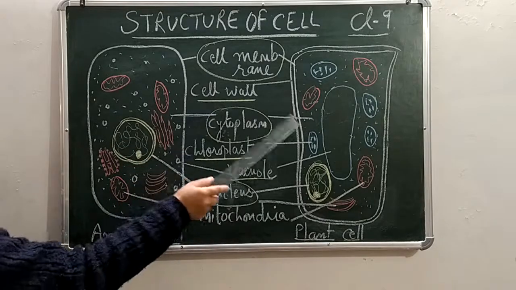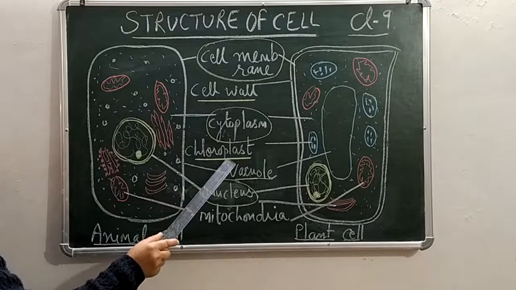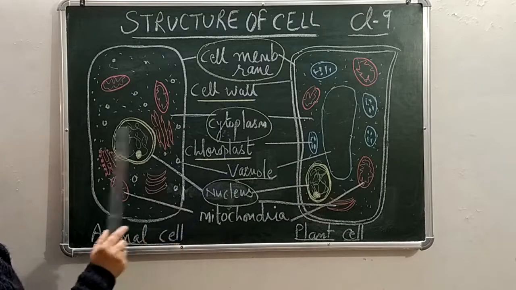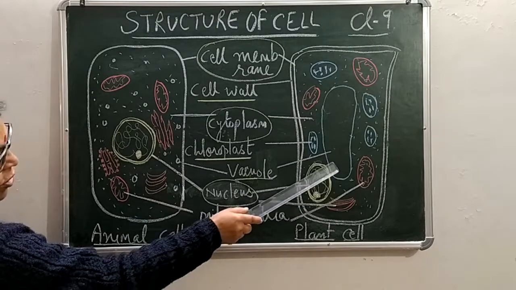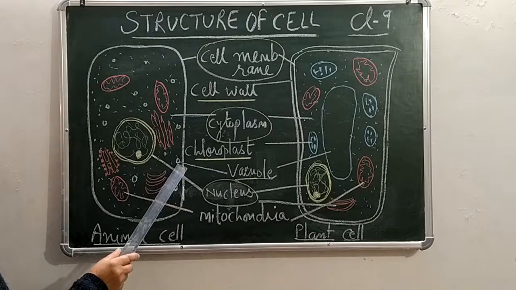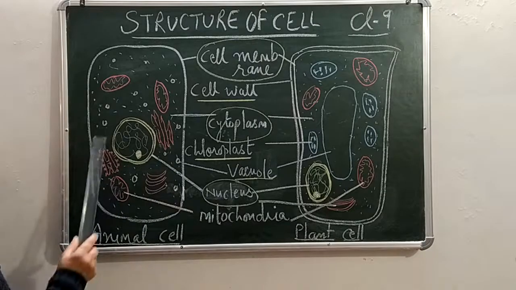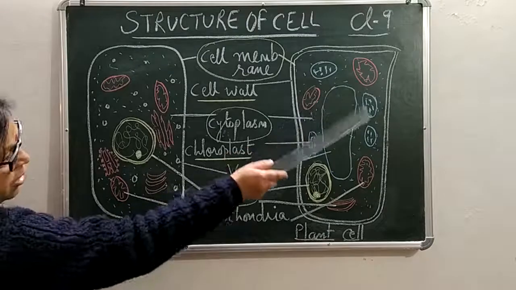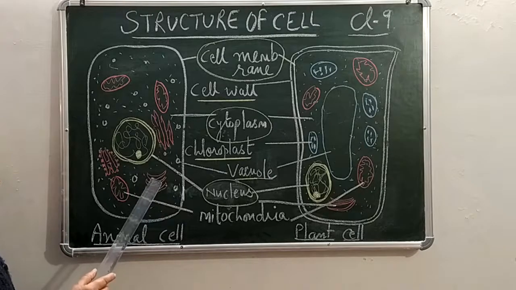So children, these are the three differences between animal and plant cell. Number one, plant cells have a cell wall, animal cells do not. Second, plant cells contain chloroplast, animal cells do not. Third, plant cells have a large vacuole in the center, while animal cells either have no vacuole, or have very small and many vacuoles in the cytoplasm. These other structures present in the cytoplasm are known as organelles, and one by one I will be explaining their structure and function in my next videos.